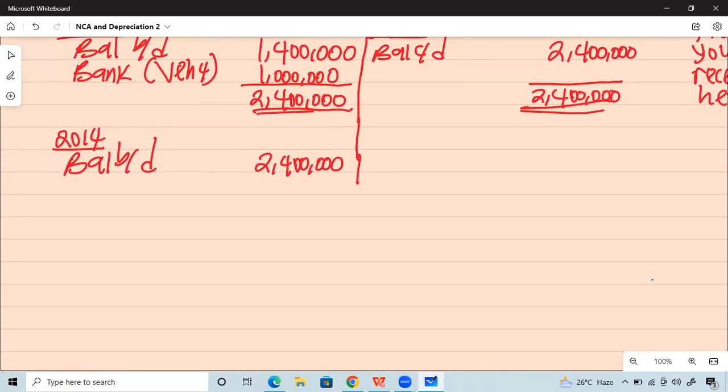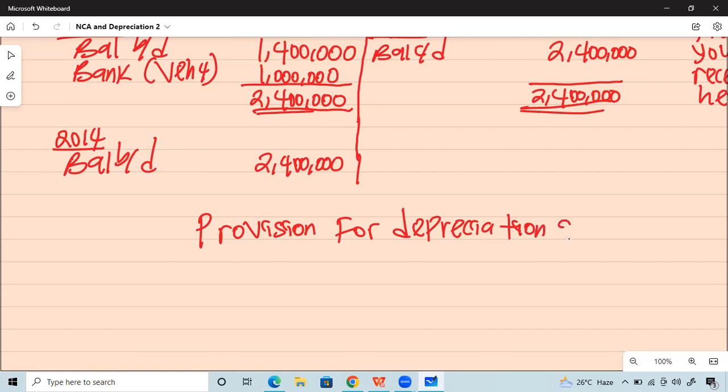The next account, based on what we just finished talking about, is the provision for depreciation account. Provision for depreciation account. Our credits and our debits.